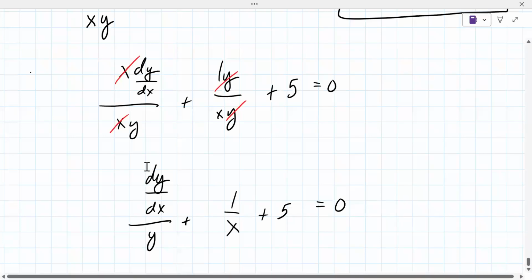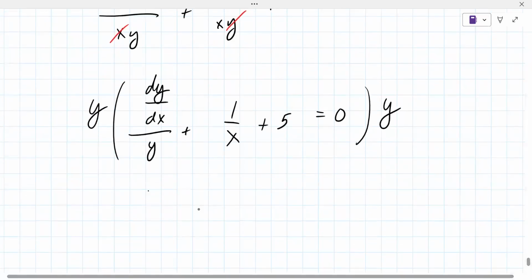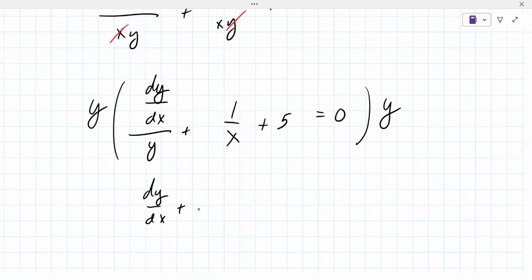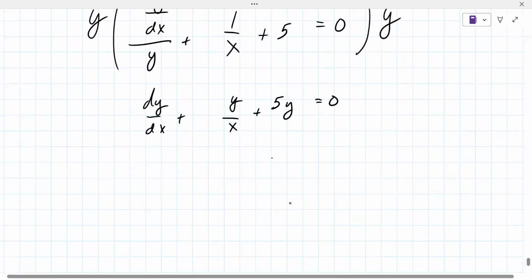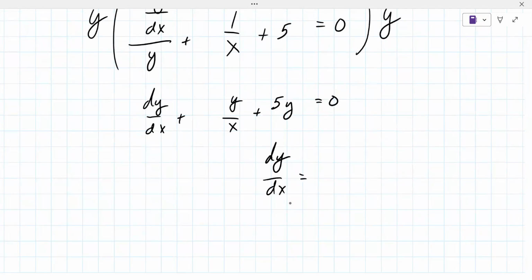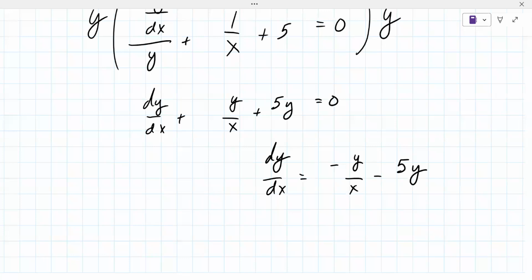Might seem odd, but probably good to clear out that y right now, multiplying everything by y, both sides. So you end up getting dy/dx plus y over x plus 5y equals 0. And you can see it's pretty straightforward to solve for dy/dx. You just move this stuff to the other side. So dy/dx equals minus y over x minus 5y. Okay. All right, we're going to stop there for today.